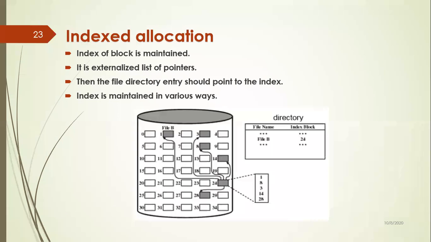Next is the indexed allocation. In the indexed allocation, we have to maintain one index. Along with the file, we have to maintain the index for that file. Let's say here in the directory, file B is there and the index block is 24. Now 24 will contain the address of all blocks which we have used for file B. You can see in the diagram that block number 24 is holding 1, 8, 3, 14 and 18. Means your complete file B is divided into these blocks.